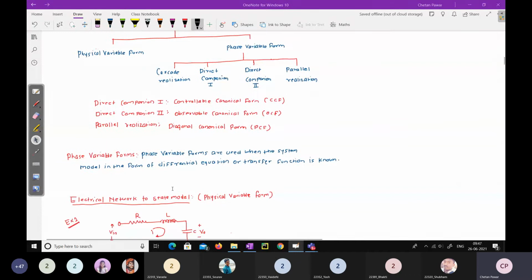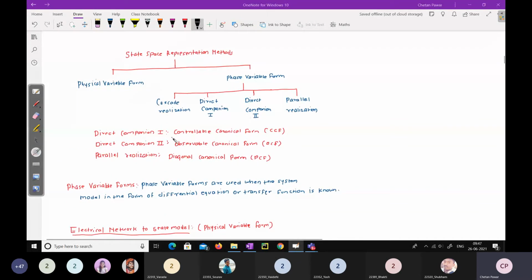Here we will just see physical variable form is easy, that is in terms of capacitor voltage and inductor currents. So what is meant by phase variable form? We will use that form when the system model is in the form of a differential equation or transfer function. If you want to represent any system using a state space and you have only the differential equation of that particular system, or you have a transfer function of that particular system.